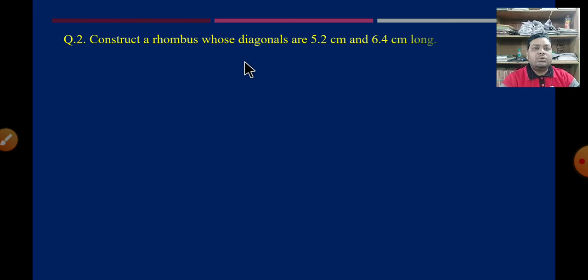Now students, again you can see the same diagonals are given. In that case, what will we do? Both diagonals are given, so the same property we will apply: diagonals of a rhombus always divide each other perpendicularly.